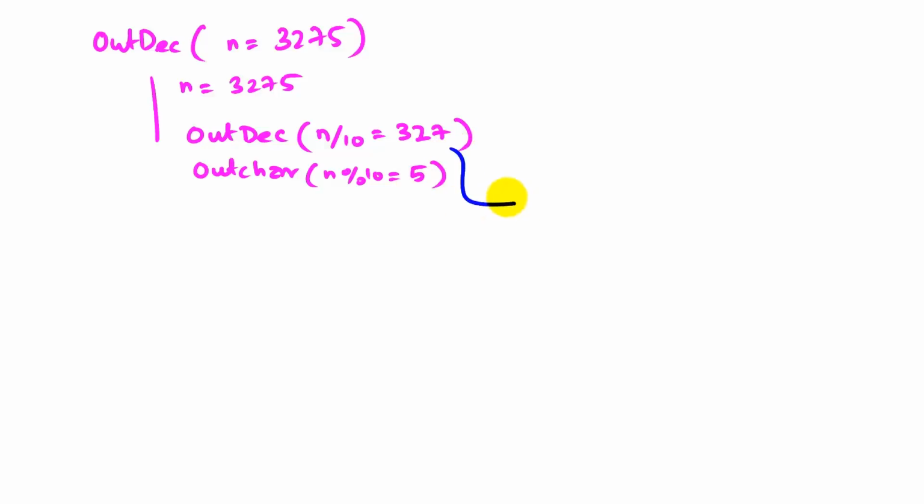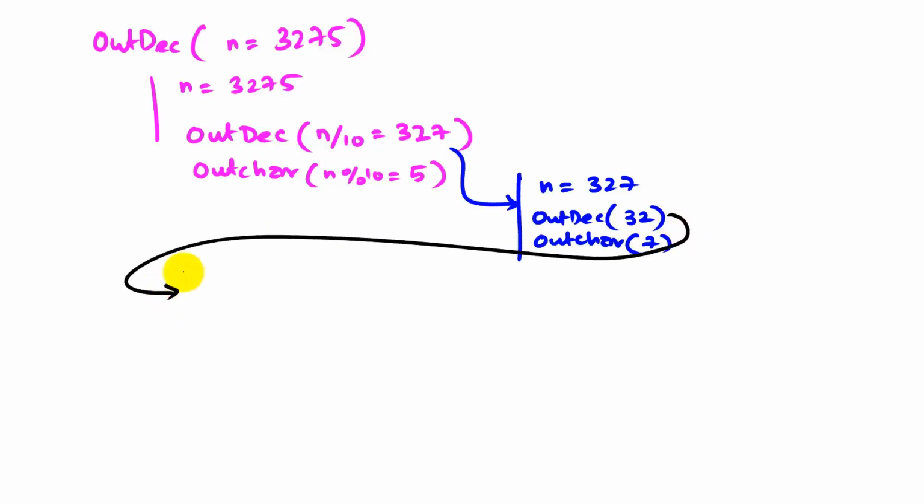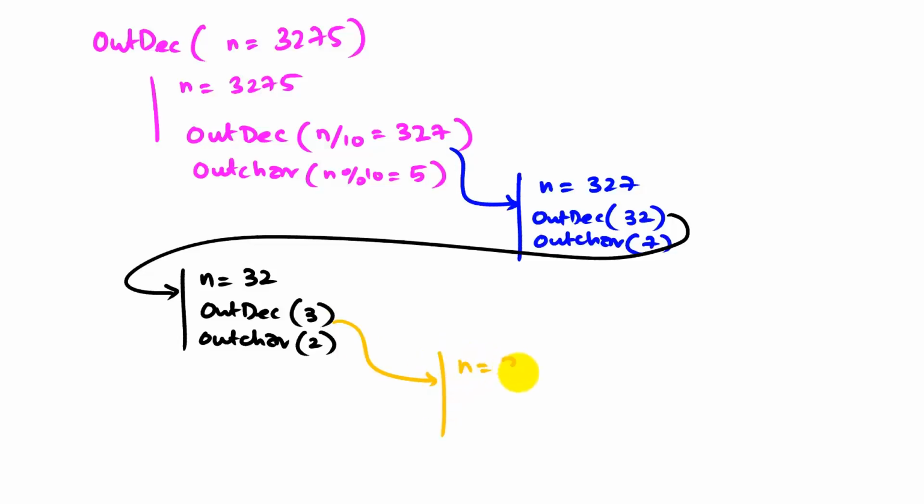So I'm going to call this, which is in turn going to call outdeck with an n value of 327, which is an outdeck with 32, I'm not going to do the math anymore, and outchar with a 7, which is then going to result in another call with n equals 32, which means I'm going to call outdeck with a value of 3 and outchar with a value of 2, which now is going to result in a call with n equals 3, which is basically our base case, which means that I'm going to simply print it, it only has an outchar of 3.